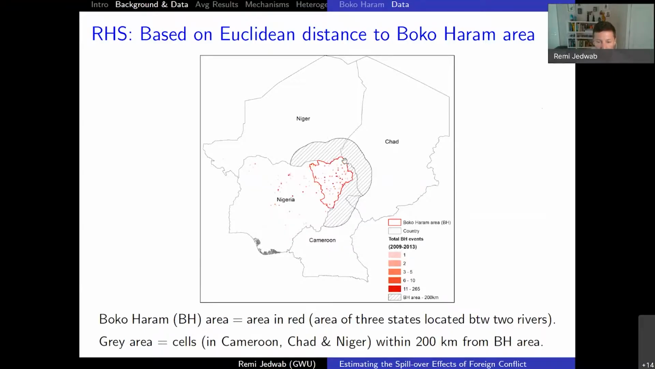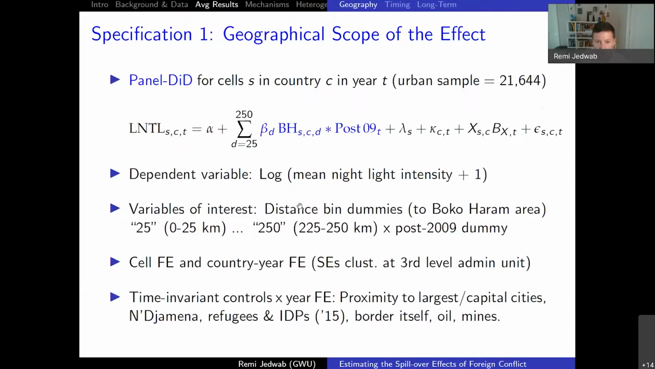We have some details on that in the paper. And we're going to have this distance to the Boko Haram area, so we expect a stronger effect if you're closer versus farther away. So it's like difference in difference. The first thing is to see where you get the effect?